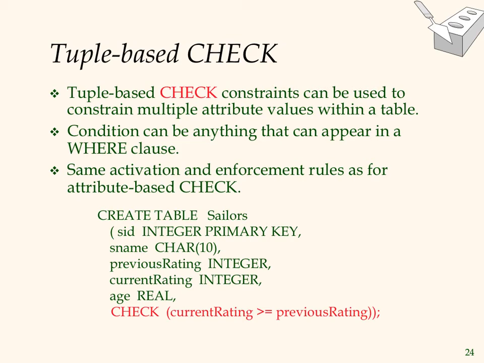So another variant on the idea of combining check with SQL queries is what's called a tuple-based check. So if you look at the example below, create table sailors and check that the current rating is greater than the previous rating, where both current rating and previous rating are attributes in the table. So here we're checking a relationship between two attributes in the same table, right? Namely that the ratings only go up. And so that's why this is called a tuple-based check, because it's not just about a single attribute.